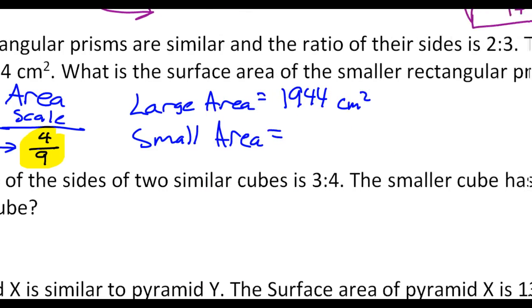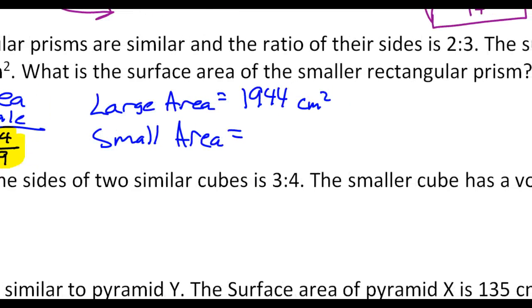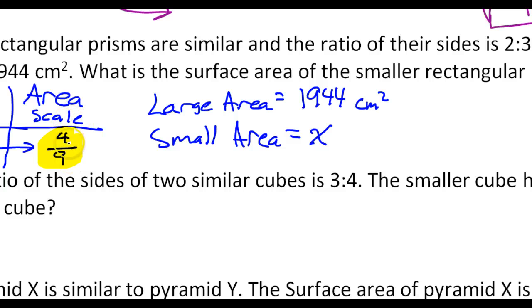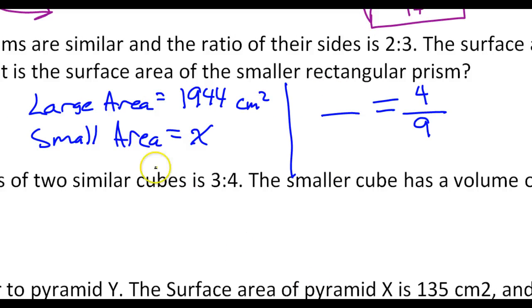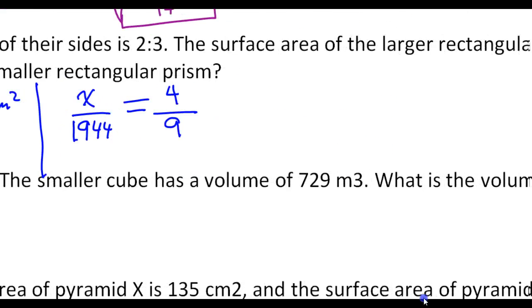Okay, what is the surface area of the smaller rectangular prism? Well, that's what we're trying to find. We already know we're going to use the area scale factor of 4 over 9. So let's write that down. As we set it up, we're doing 4 over 9, which is small over big. The small area is what we're looking for. The big area is 1944. That's the setup, and you just cross multiply.